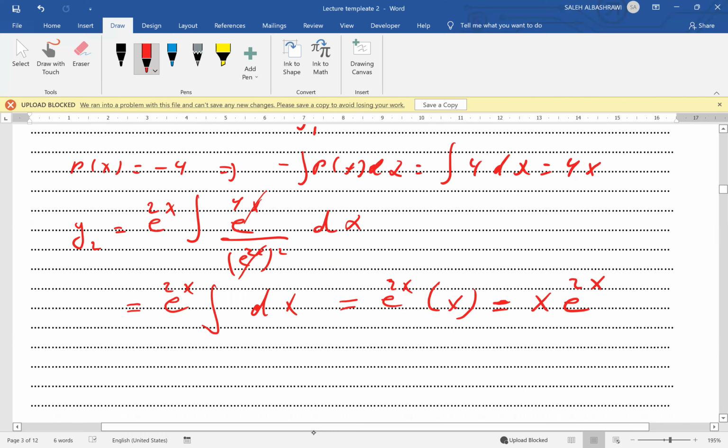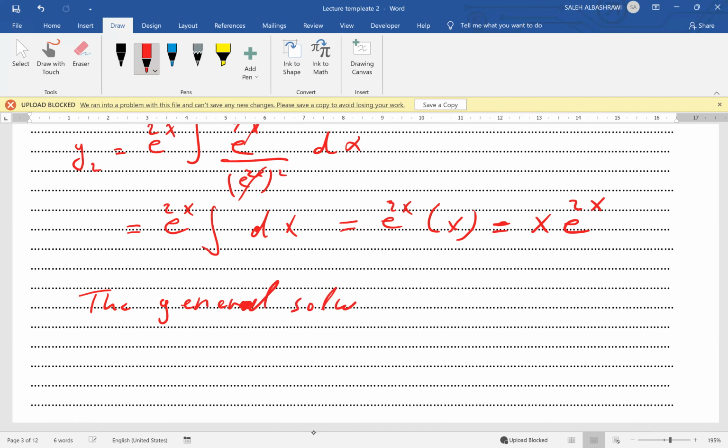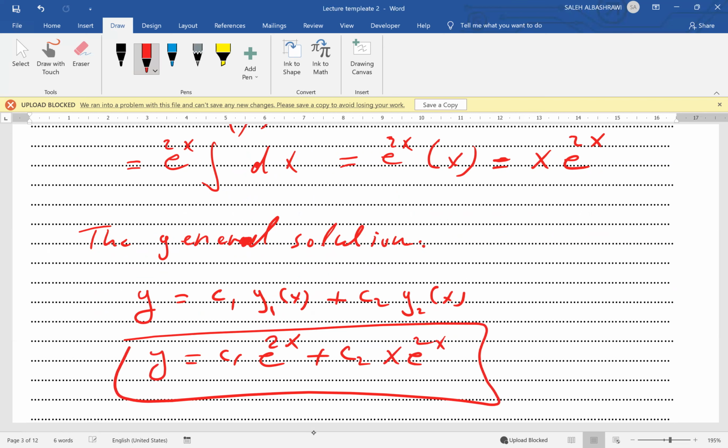So you can say now the general solution for the given differential equation is written as y equal to c1 y1 of x plus c2 y2 of x. This is equal to c1 e to power 2x plus c2 x e to power 2x. So this is the general solution for the given differential equation. Have another one example.